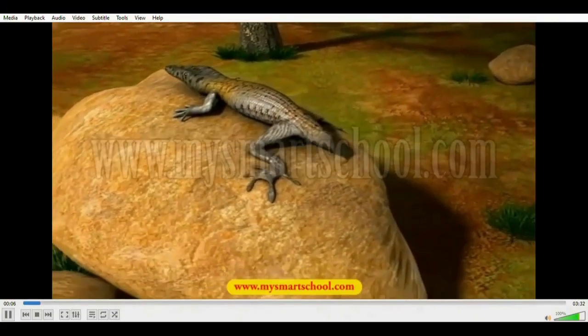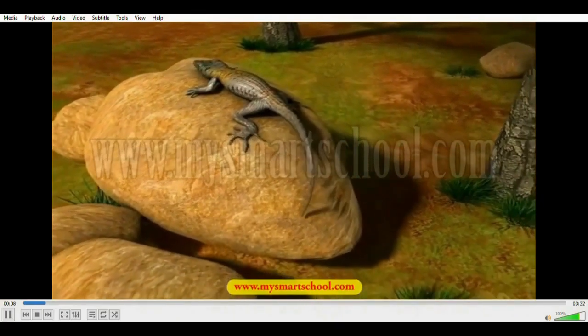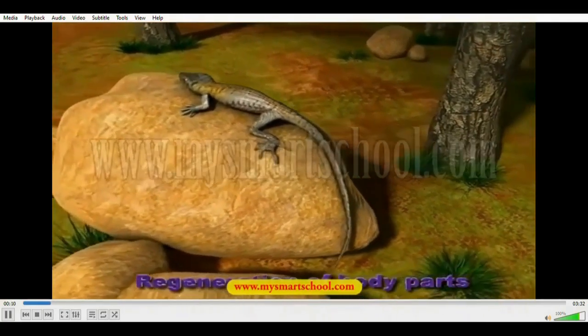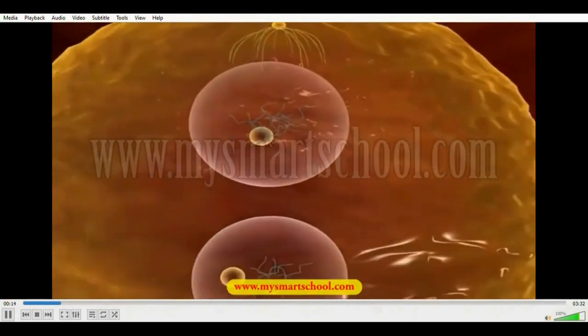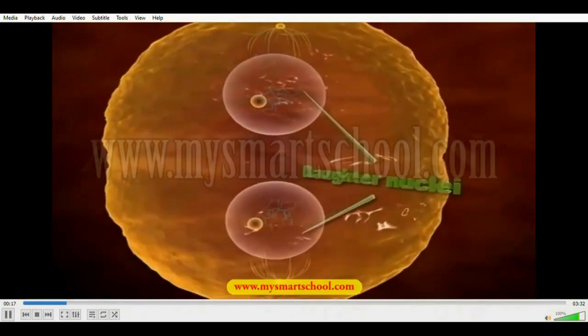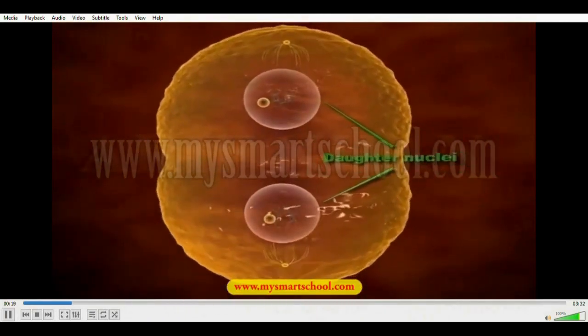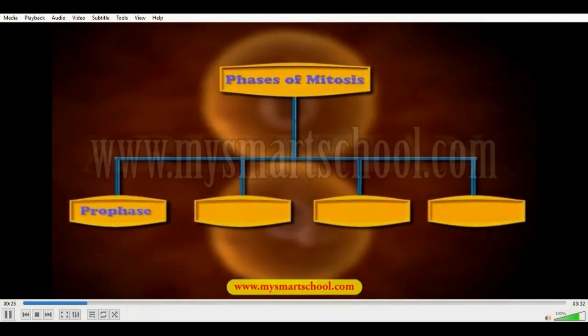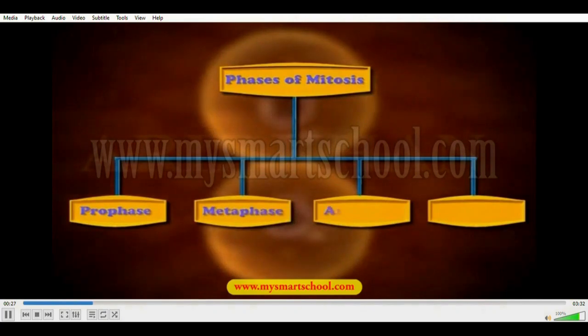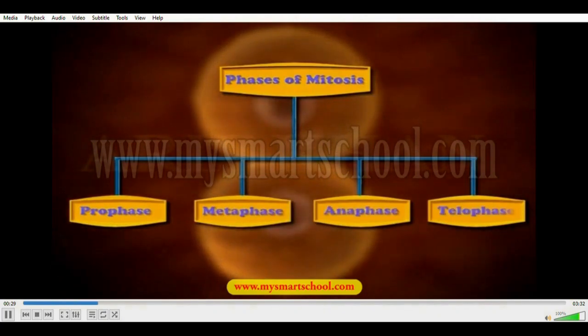Mitosis is a process of cell division that makes possible regeneration of body parts. To elaborate, mitosis is the separation of nuclear chromosomes into two identical daughter nuclei. It is divided into four key phases: prophase, metaphase, anaphase, and telophase.